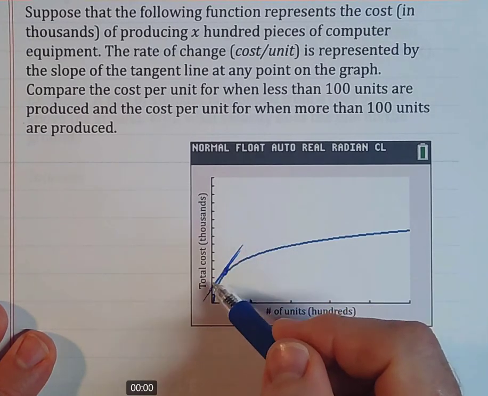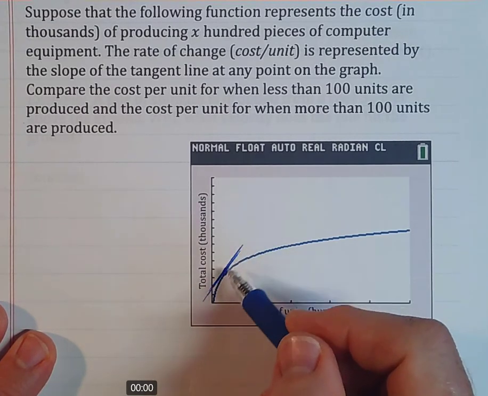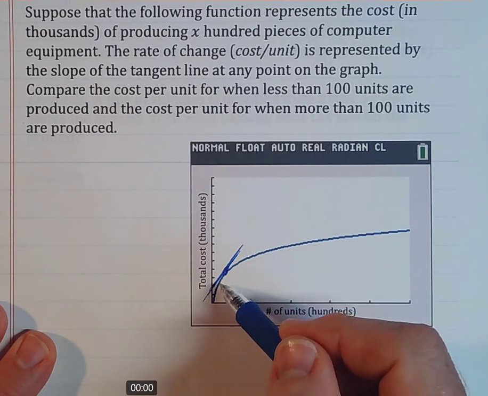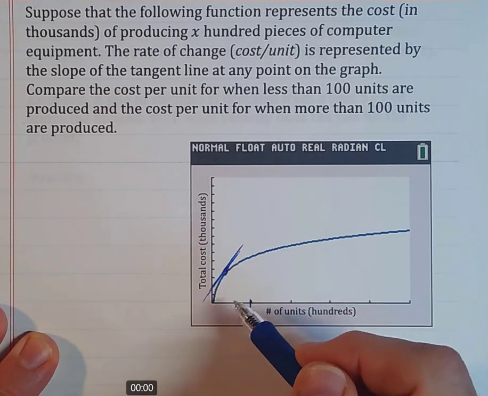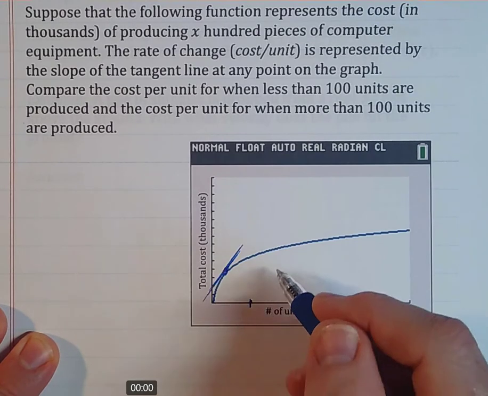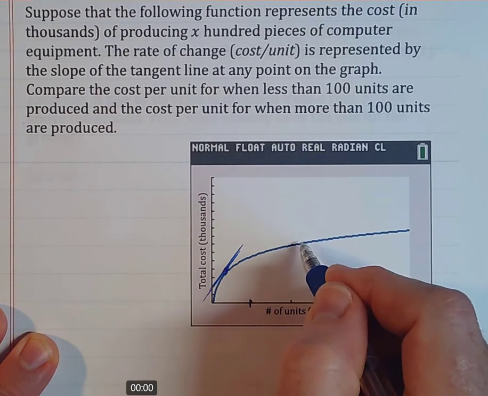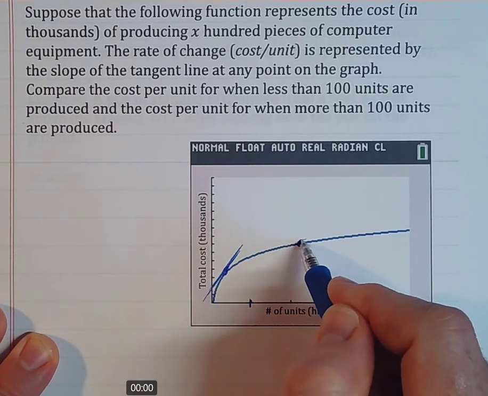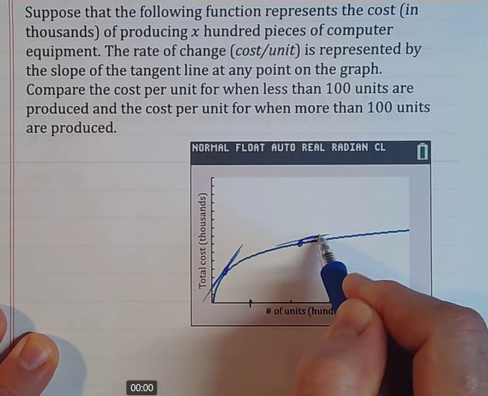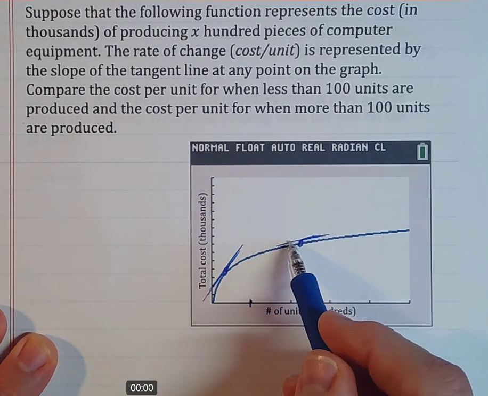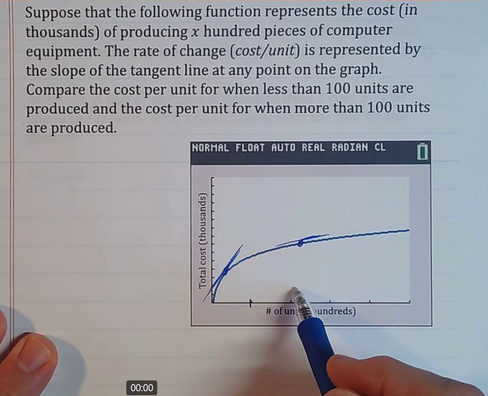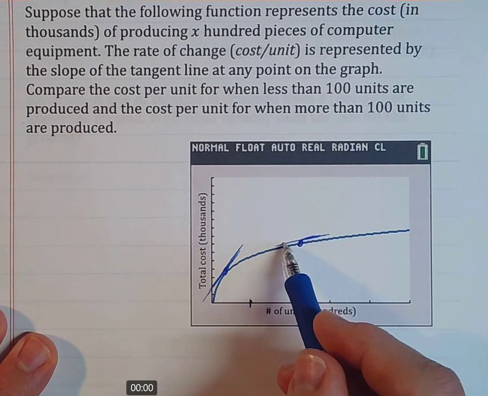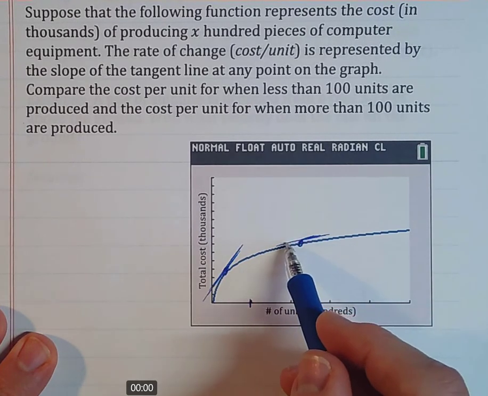And so I can see that the cost for producing each one of these computers when I produce fewer of them is pretty high. Whereas if I'm producing a lot of these things, then I'm looking at points out here somewhere. Let me just pick one out here somewhere and look at the tangent line to that. And I can see here that the cost per unit for producing a lot of this computer equipment is less, because the tangent line would have a smaller slope.